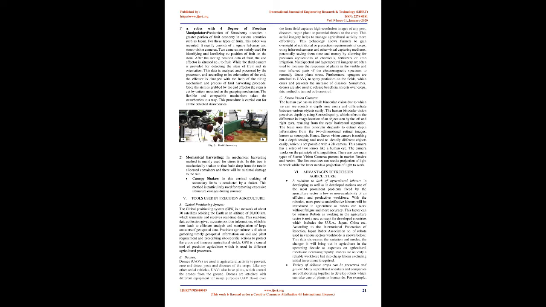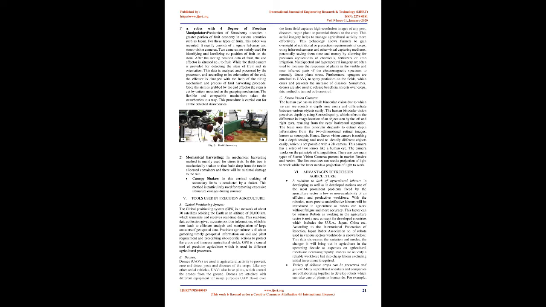Mechanical harvesting is mainly used for citrus fruit. In this, the tree is mechanically shaken so that fruits drop from the tree into allocated containers and there will be minimal damage to the tree. Canopy shaker. In this, vertical shaking of secondary limbs is conducted by a shaker. This method is particularly used for removing excessive immature oranges during summer.